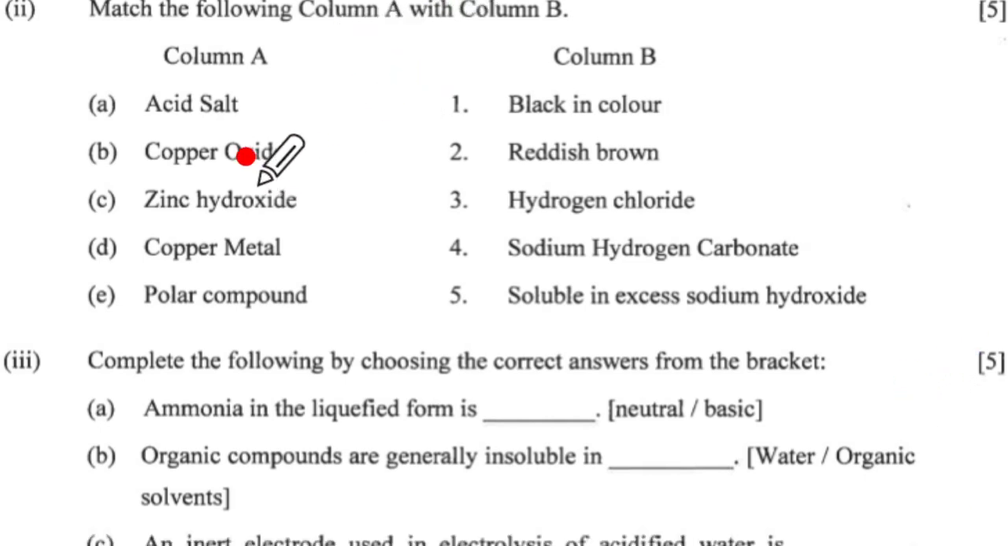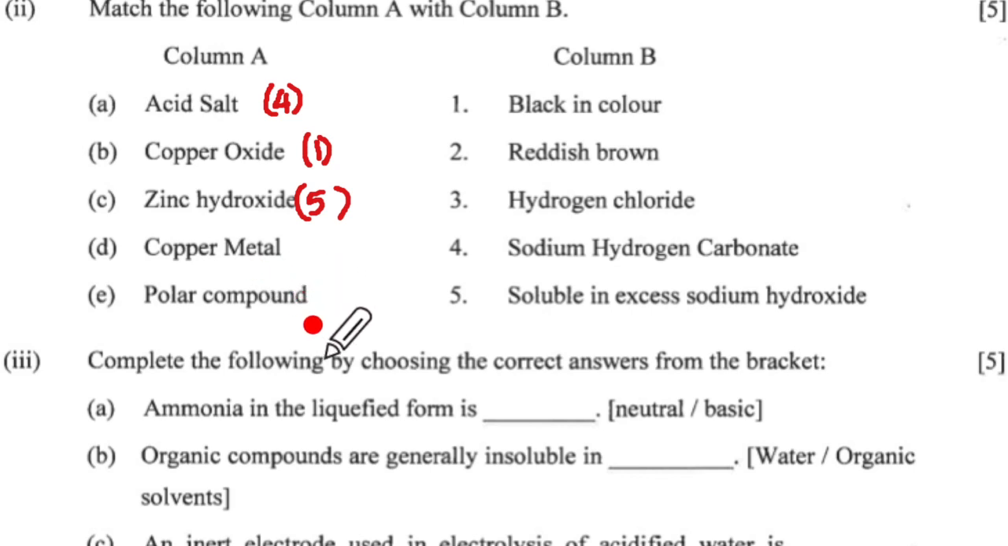Match the following. An acid salt. Which one is acid salt over here? Sodium hydrogen carbonate. So that is going to be your fourth one. Copper oxide is black in color. Everybody knows this by now, correct? That is our first one in column B. Zinc hydroxide is amphoteric. What else do we know? It will be soluble in excess of sodium hydroxide, because sodium hydroxide dissolves amphoteric oxides and hydroxides. So this will be 5.